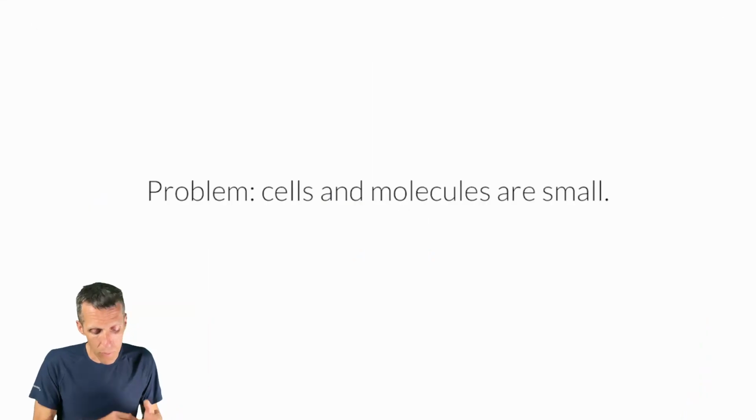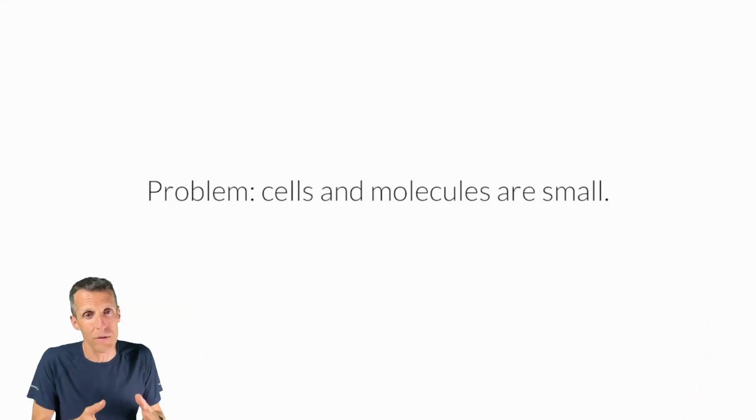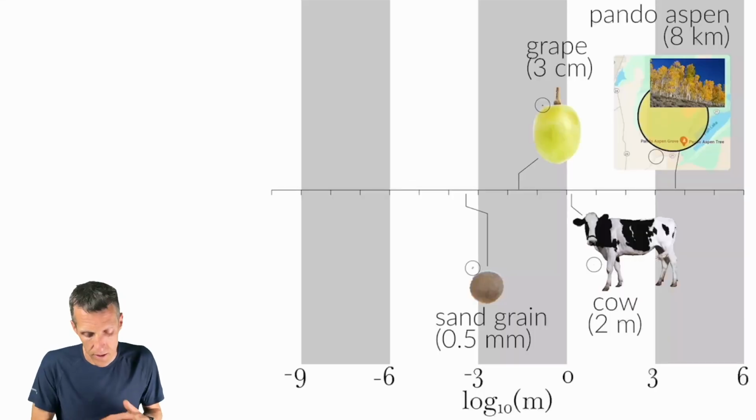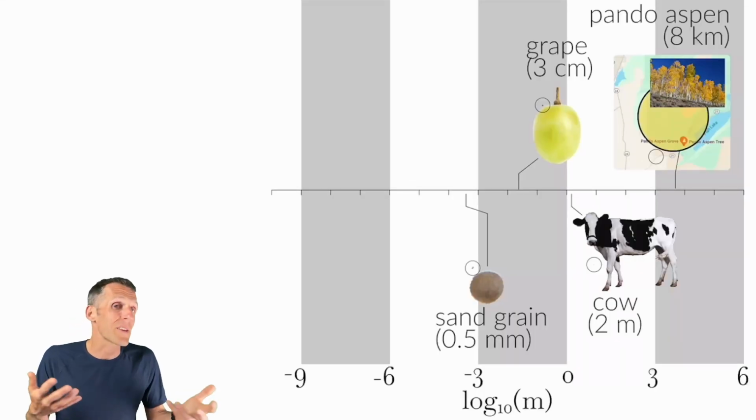But there's a real problem with this, and the problem is that cells, and even more importantly their molecules, are very small, and this leads to a problem that cells actually have to overcome. So what I'd like to do in this video is unpack that a little bit. First, what do we mean by cells are small?